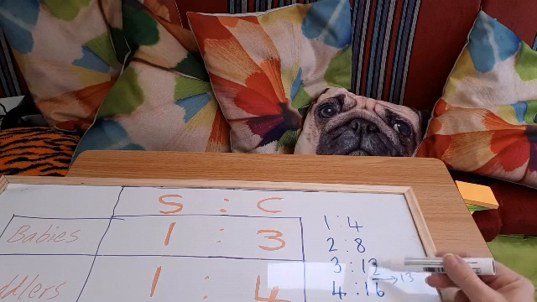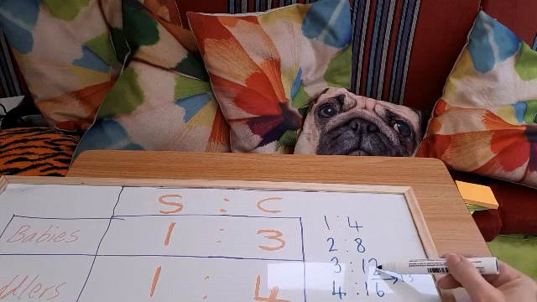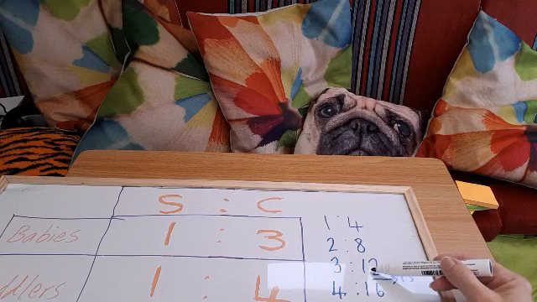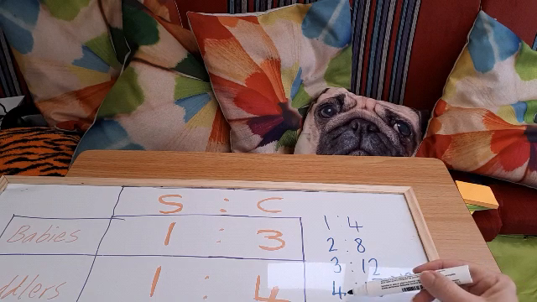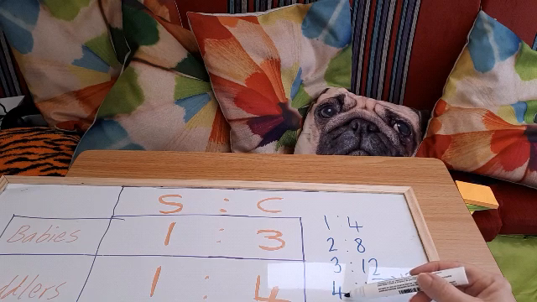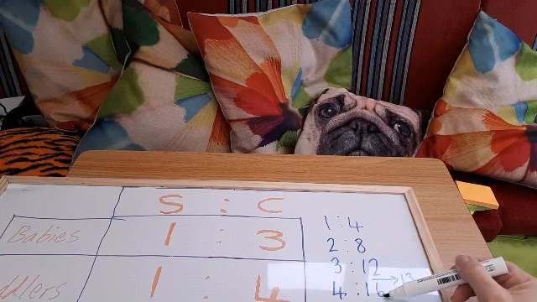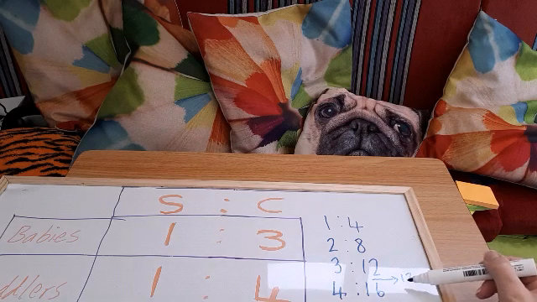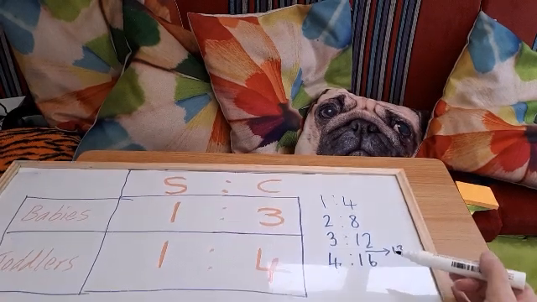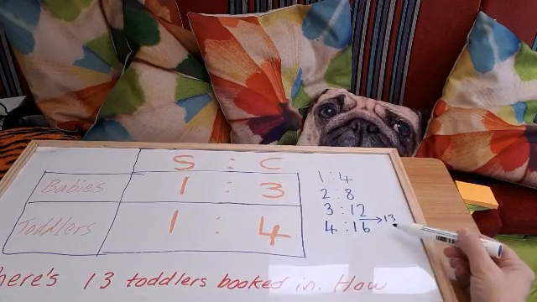And we can't have 13 children with 3 staff. It's against the law. So we have to say we need 4 staff for these children. 4 staff for 13 children. They could also have up to 16, but for the 13 children, they are going to need 4 staff.